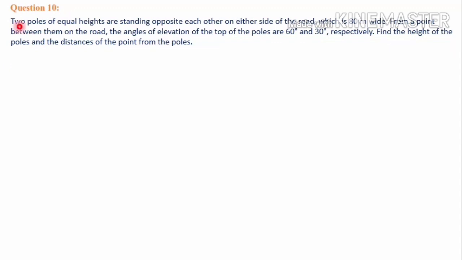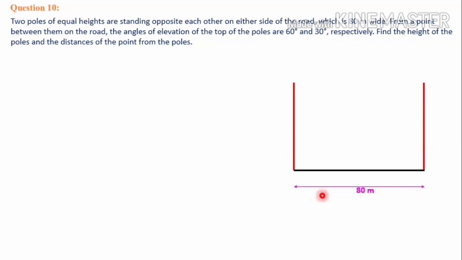Here it is given in the question, two poles of equal heights are standing opposite each other on either side of the road. There is a road, and on opposite sides of the road there are two poles of equal heights. Let's visualize it. The two poles mentioned here are shown in red lines, and the road is in black line. So the two poles are on opposite sides of the road. This is the road, and on the opposite side of the road is one pole, and here is the position of another pole. And the width of the road is given as 80 meters.